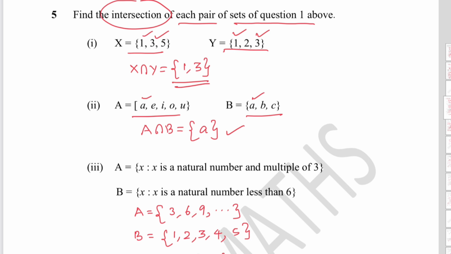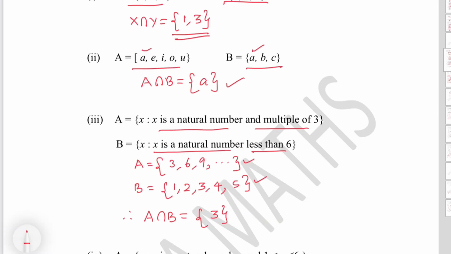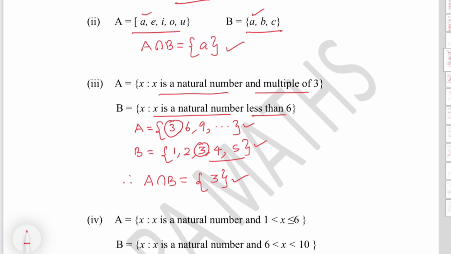Third question, A is x, x is a natural number and multiple of 3. B, x is a natural number less than 6. So putting in roster form, the set of elements of A are 3, 6, 9, etc., and set B are 1, 2, 3, 4, 5. Therefore A intersection B, the only element common in both the sets is number 3. So just 3. A intersection B is 3.